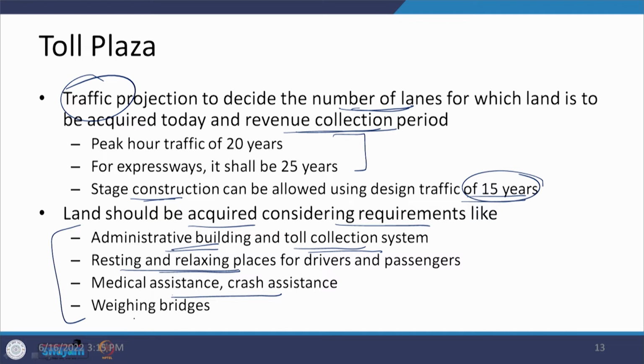There may be a requirement of weighing bridges, because many of the vehicles may be coming in overloaded conditions, and then they have to be taken care of. So, this is a location where weights are taken to identify whether it is okay or whether they can be allowed to move or not. And along with this, if we are talking about overloading, then some material has to be taken out, and this material has to be dumped or stored at one location. So, that space is also required.